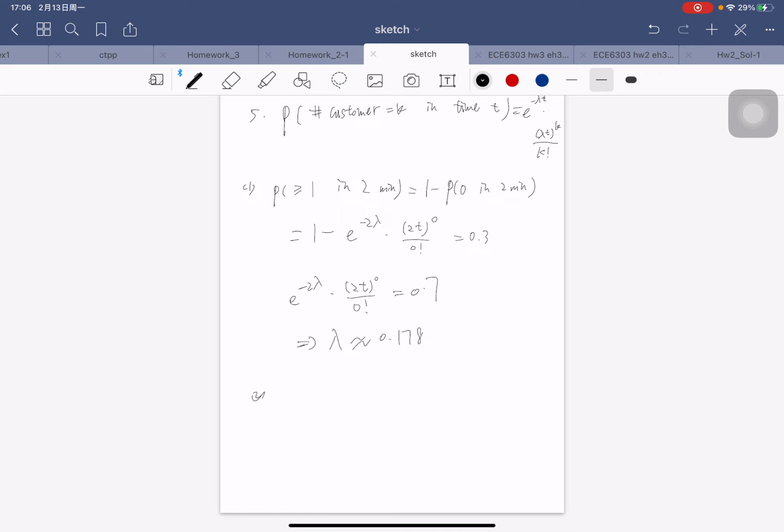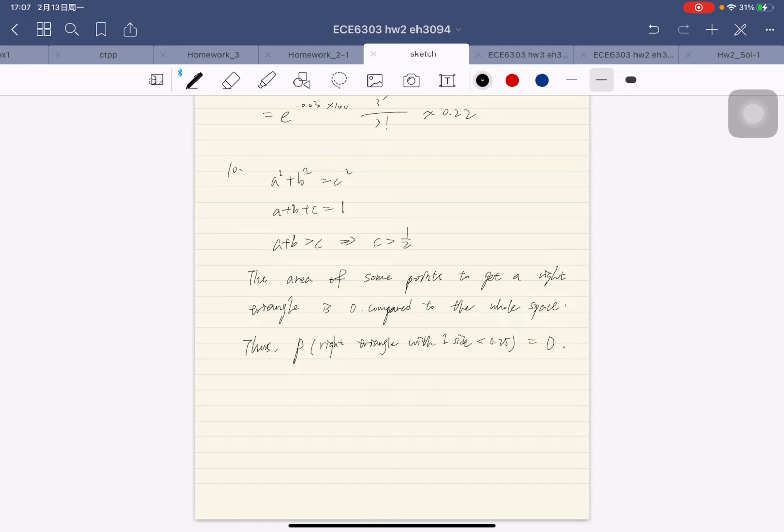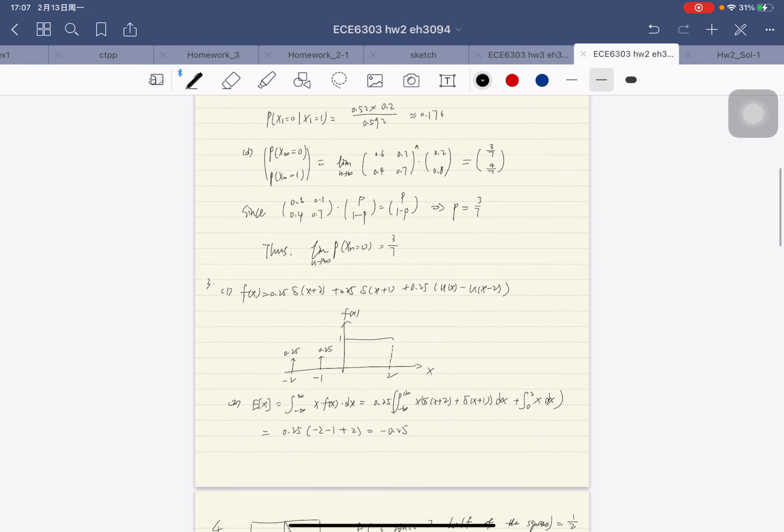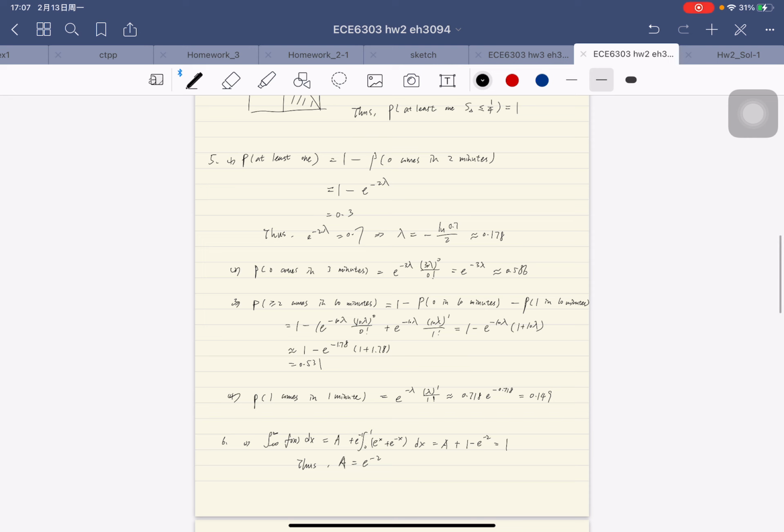The second problem is the probability that 0 customers come in 3 minutes, and we will just use the formula. So it is e to the power of minus 3 lambda, and 3 lambda to the power of 0 divided by 0 factorial, which is just e to the power of minus 3 lambda. We will use the value of lambda we got from the previous part, and we will have approximately 0.586.